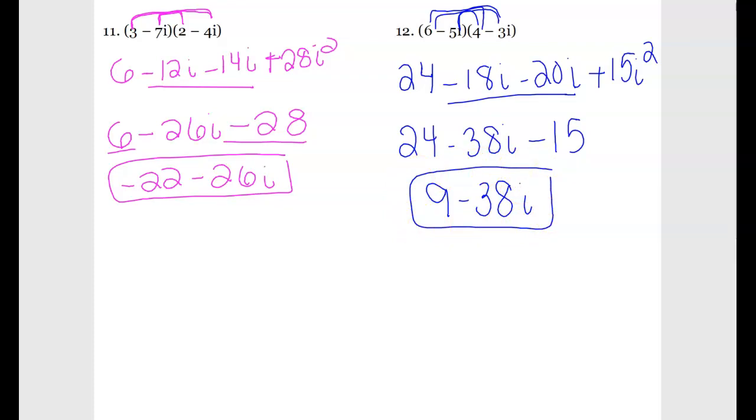All of our answers should either be a real number, an imaginary number, or a sum of a real and imaginary, but you should never have more than 2 terms because everything should combine together.